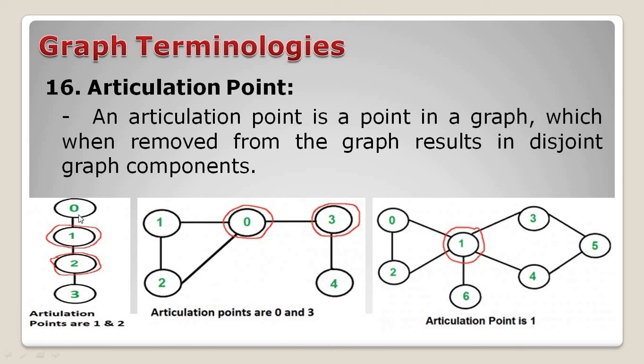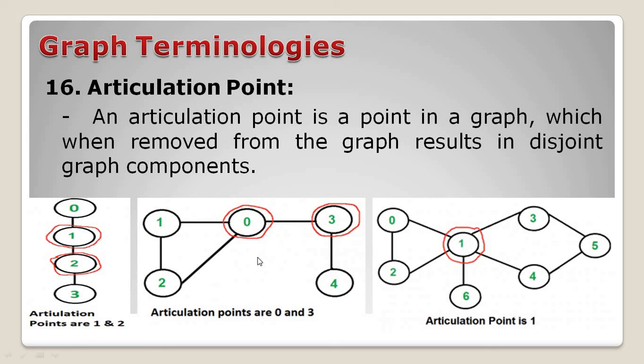We are having a graph with the vertices like 0, 1, 2 and 3, and we are having the edge in between the 0 to 1, 1 to 2, 2 and 3. So in that case, if we are trying to remove the vertices like 1 or 2, in that case this particular graph it is going to be considered as a disjoint or the disconnected graph. So in that case 1 and 2 we are going to be calling as an articulation point.